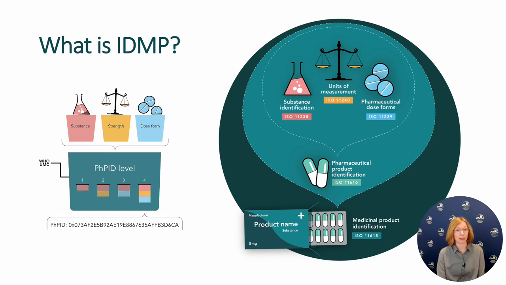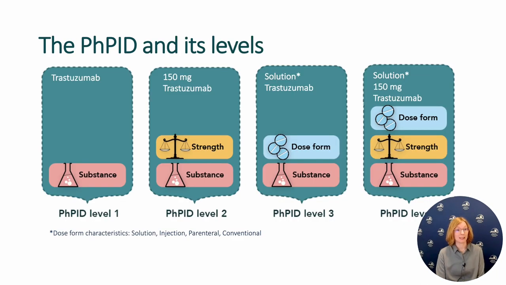For example, in one country, the medicinal product may have 50 tablets in the package, where in another country, the package may contain 100 tablets. So even though the MPIDs and the package IDs will differ from country to country, the global PhPID and the substance identifier will remain the same for all countries. The PhPID will be created in four different levels, depending on the granularity of the information available and, of course, based on the standards on the previous slide.